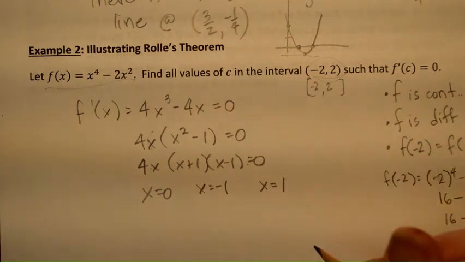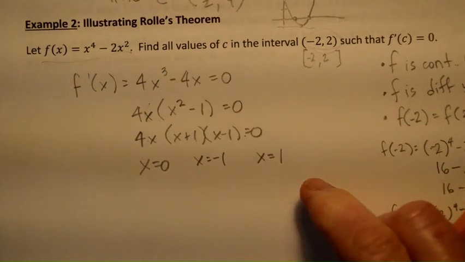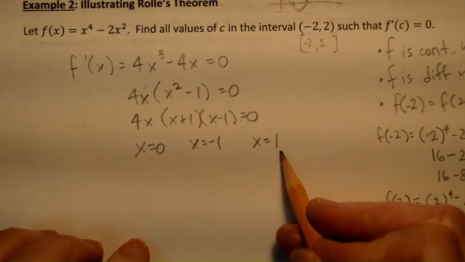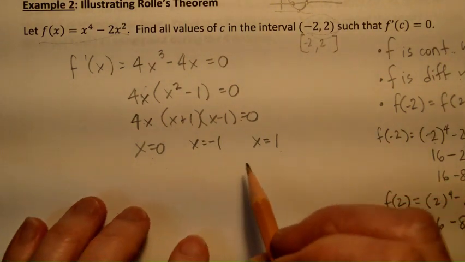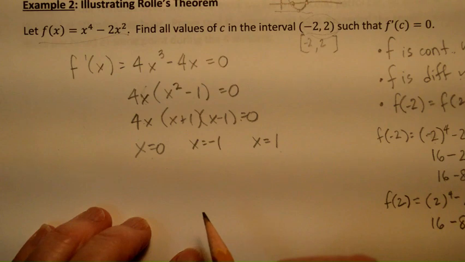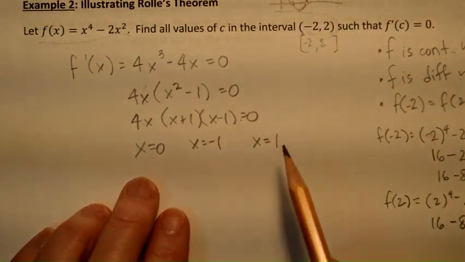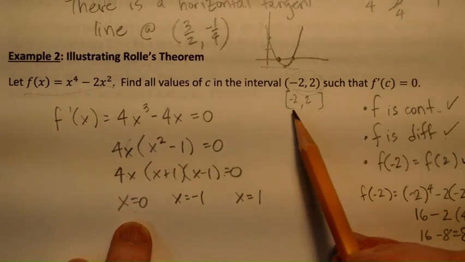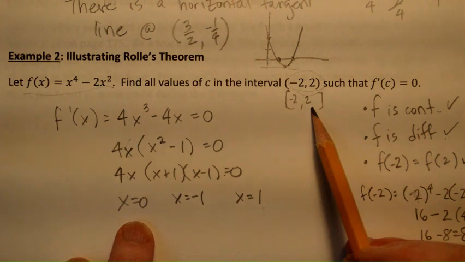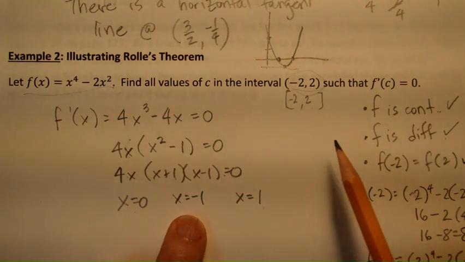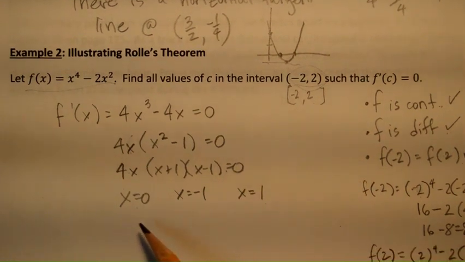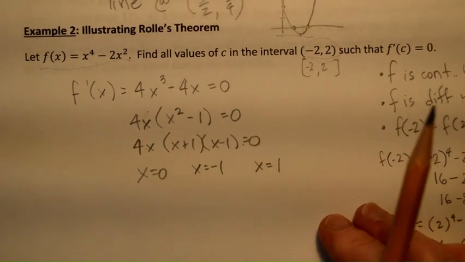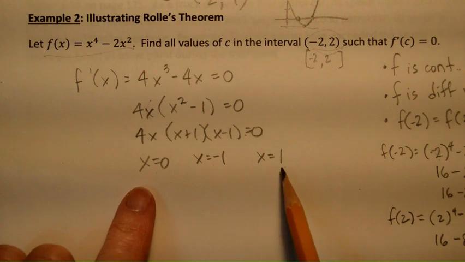And again, just as we said in the last example, we need to check to make sure that these are in our intervals because they might not be. They might be places where the graph has a horizontal tangent line that's not even in that interval. So is 0 in our interval -2 to 2? Yep. Is -1 in there? It is. And is 1 in there? Yes, it is. Okay, so then we will have three extrema in this interval.